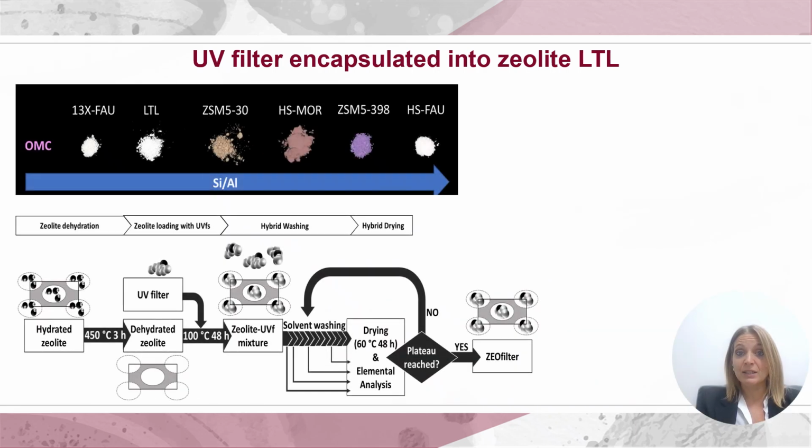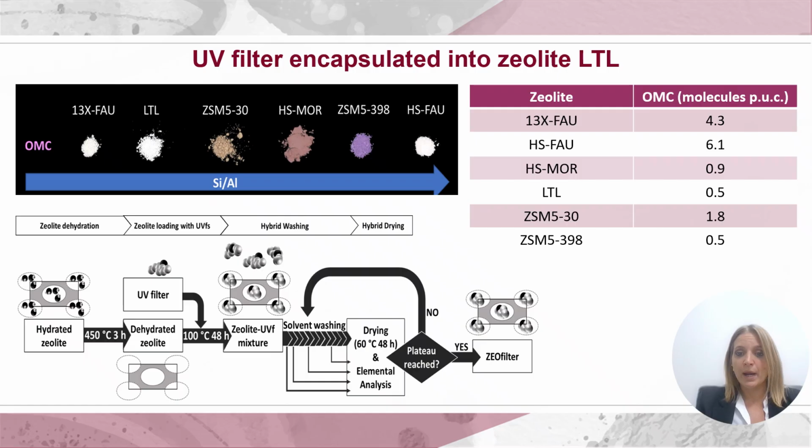For several zeolites with different silicon-aluminum ratios and different frameworks, the idea is to find the perfect one to create our hybrid zeo-filters. First of all, we activated them with high temperature dehydration, to remove all of the water from the porosities of the material. Then we load our zeolites with liquid filter at around 100 degrees Celsius for 24 hours, and then we wash everything to remove the molecules that remain outside the zeolite.